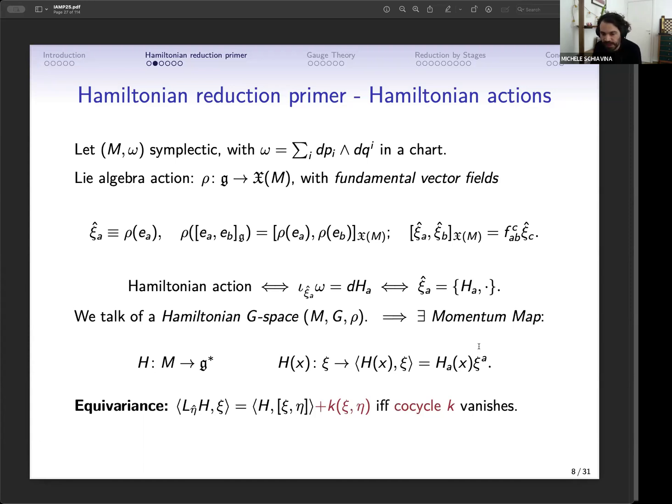Here, I am saying this for completeness. We're not going to be concerned too much about this concept, but equivariance for us here, well, this is infinitesimal equivariance, is a statement that if I act with the Lie derivative of a fundamental vector field on H and then I pair, that's the same as taking the pairing of H with the adjoint action on the Lie algebra. And if that's not the case, then one can show that the failure of this is a cocycle in the Lie algebra cohomology, which has an extension of this picture, which I'm not going to talk about.